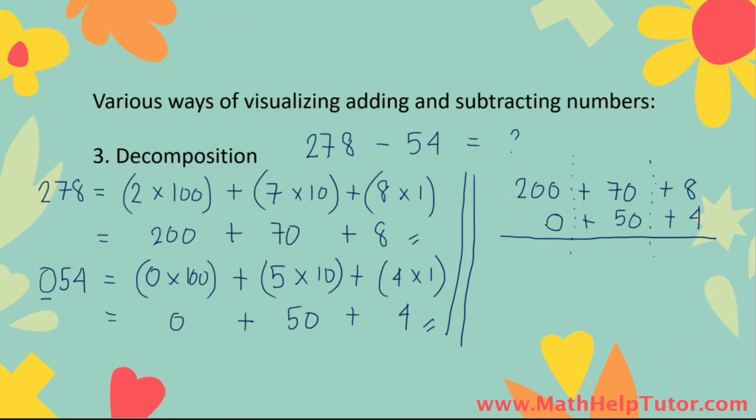So 200 minus 0 is still 200. 70 minus 50 gives us 20. And 8 minus 4 gives us 4. Now these numbers actually compose the different values of the different places of our new number. So we can just put a plus here and a plus here. So our new number is 200 plus 20 plus 4, which is 224, which is the answer to this question. 278 minus 54 is 224.